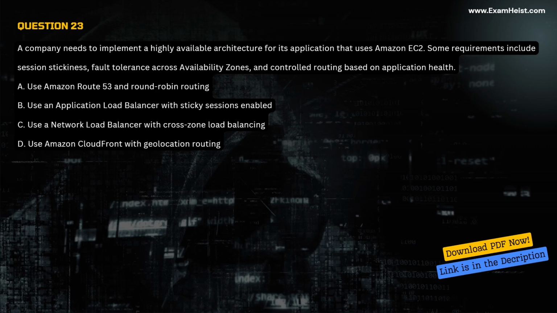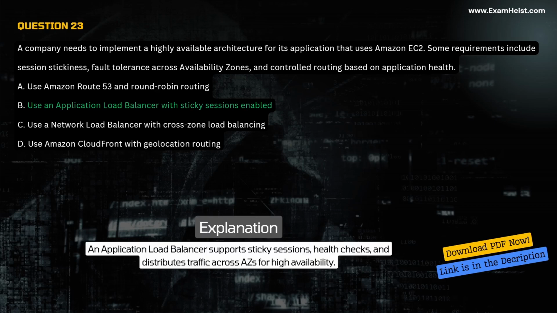A. Use Amazon Route 53 and round-robin routing. B. Use an application load balancer with sticky sessions enabled. C. Use a network load balancer with cross-zone load balancing. D. Use Amazon CloudFront with geolocation routing. Correct answer B. Use an application load balancer with sticky sessions enabled. Explanation: An application load balancer supports sticky sessions, health checks, and distributes traffic across AZs for high availability.